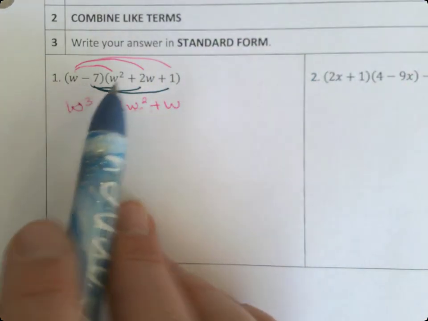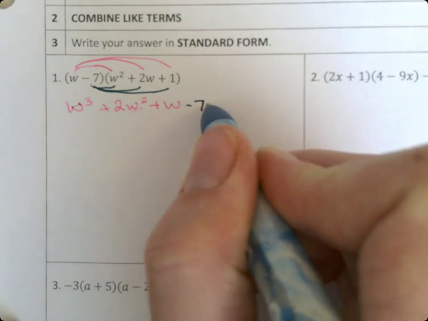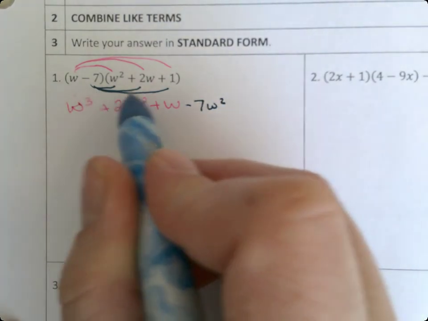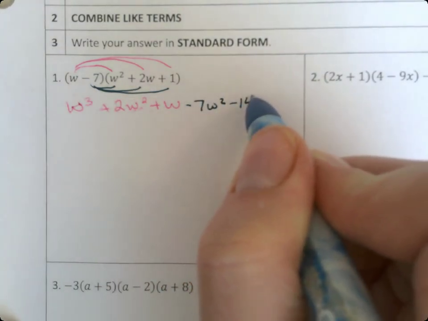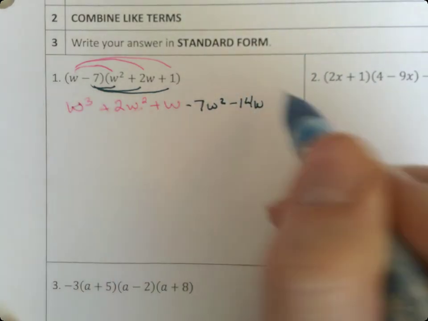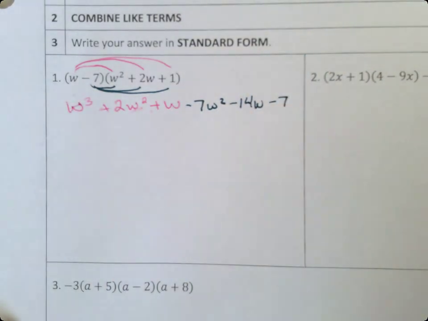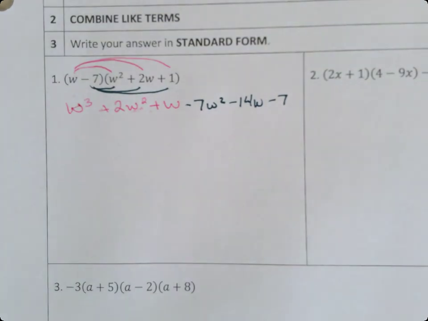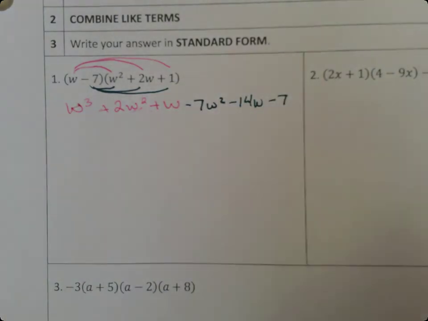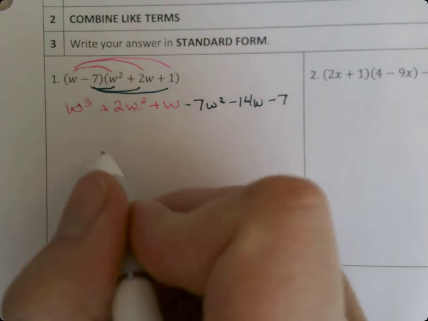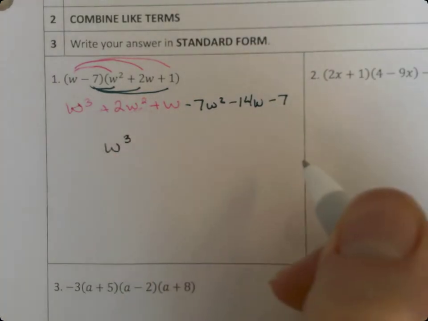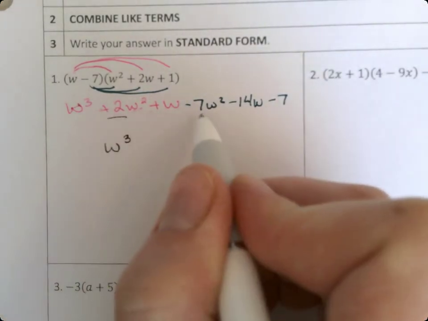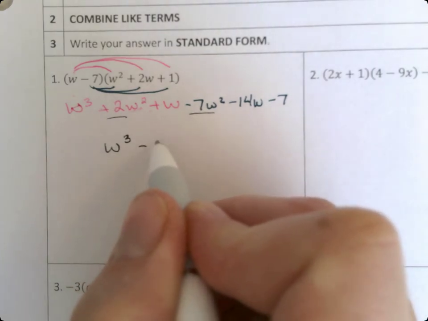So negative 7 times w squared is going to be a negative 7w squared. Negative 7 times 2, negative 14w. Negative 7 times 1, negative 7. So now I need to put them in order from highest power to lowest power. So that's that standard form. So out of all of these, the highest term is w to the third. Then I would look for w squared, and I would get a negative 5w squared.